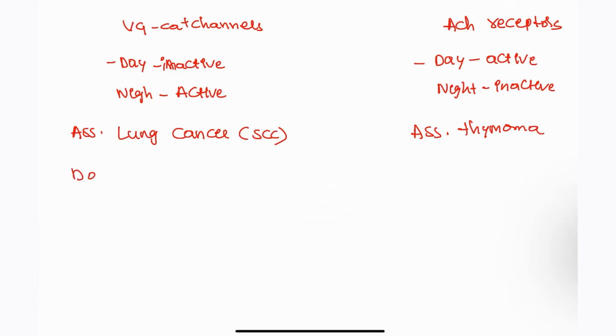Next, what is the drug of choice for these patients? For Lambert-Eaton syndrome, 3,4-diaminopyridine is the drug of choice. For myasthenia gravis, the drug of choice is pyridostigmine.